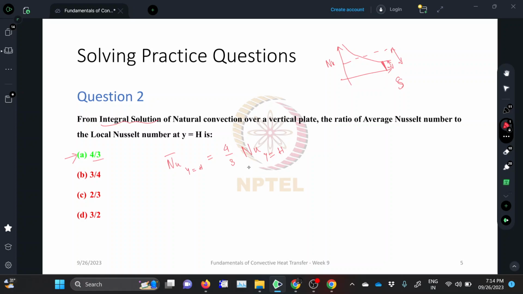You get my point, right? So any local position I pick, the average up until that location would always be higher than the exact value at that location. This is true for Nusselt number in case of heat transfer. For hydrodynamic boundary layers also, the average shear stress would always be higher than the local shear stress at any location.